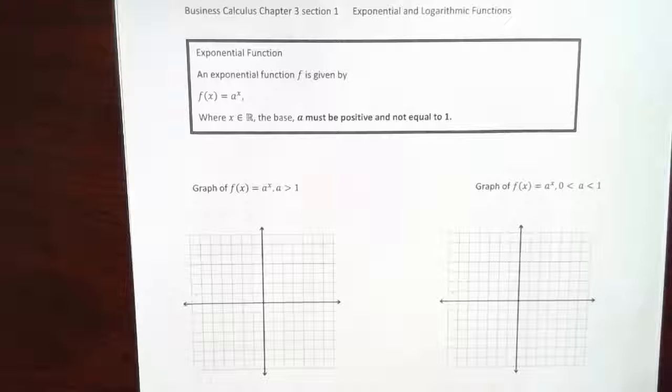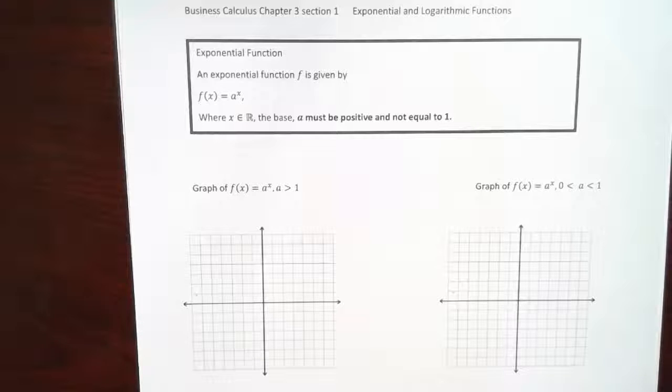Question 1 is about exponential and logarithmic functions. If you have an exponential function, it's going to be some number a raised to a power that contains a variable in it. So x is a member of the real numbers. The base a must be positive and not equal to 1. If you keep raising 1 to a power, it's not going to change.